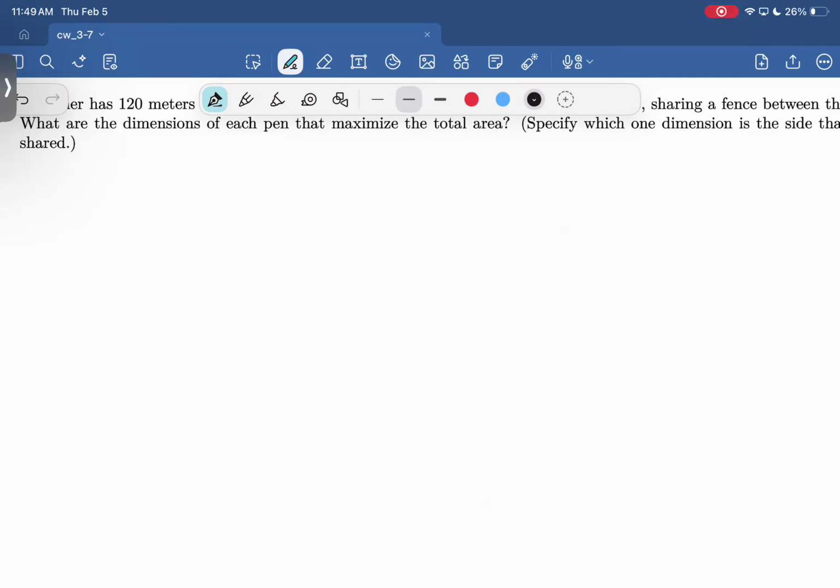Okay, let's do number 5. A farmer has 120 meters of fencing to build 2 adjacent rectangular pens of equal size. So what does this mean? This means that we're trying to build a pen, maybe for our little sheep or something, with a fence that's shared between them. So this is not like just a trivial area question. There's more of a complication here. Okay, and we're interested in finding the dimensions of each pen that maximize the total area.